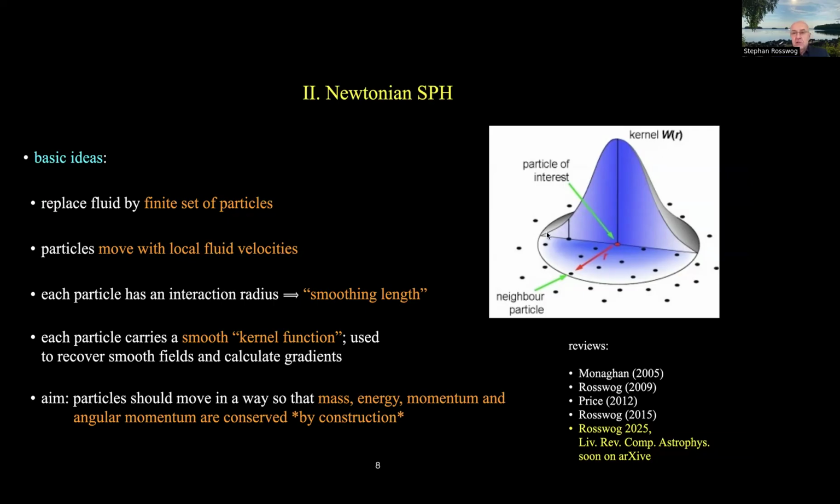And this kernel function, a typical shape looks like this. So it's a bell-shaped kernel. It goes to 0 at a finite radius. And where this happens is set by a quantity called smoothing length. And you need this kernel function to calculate, for example, smooth approximations of quantities and to calculate gradients. And one of the things that is really nice about this is that you can formulate the motion of the particles in a way that they conserve by construction mass, energy, momentum, and angular momentum.